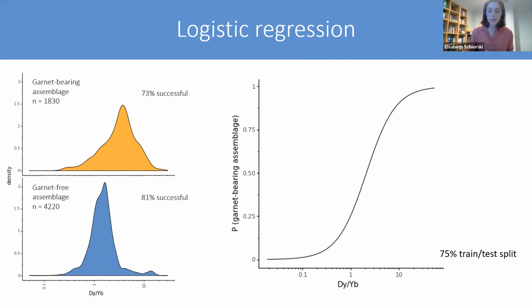And when it was tested on the remaining quarter of the compilation, it correctly classified 73% of titanites from the garnet-bearing rocks and 81% of titanite from the garnet-free rocks, which is pretty good for a start and is certainly better than guessing, which is a 50-50 chance. I just want to note as well that it makes sense that there's more misclassification of titanite from the garnet-bearing rocks because of the wider range of dysprosium to terbium ratios from that group.